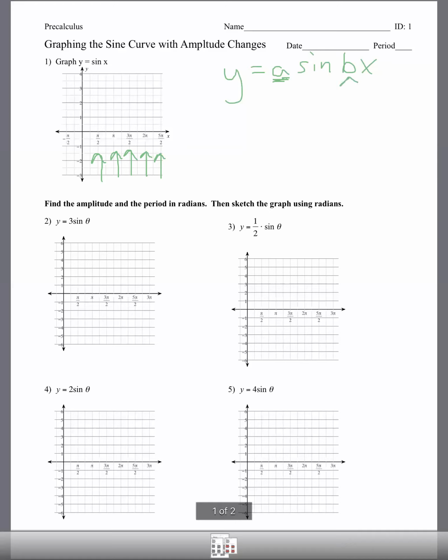So b is going to help you figure out the period of your graph. And the period of the graph is basically how long does it take for my graph to complete one full cycle. So if you remember from the videos from before, the sine curve kind of looks like this, right? And it just keeps oscillating back and forth, back and forth, back and forth. So the period refers to how long it takes, if this is my starting point, for the whole cycle to happen.